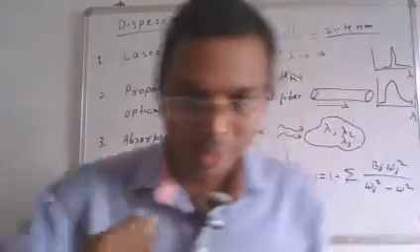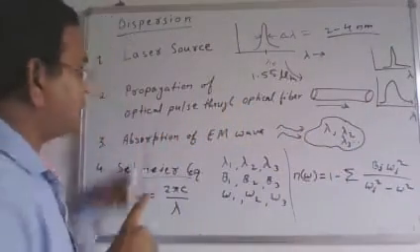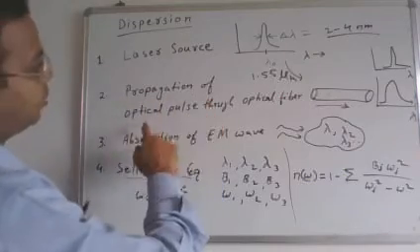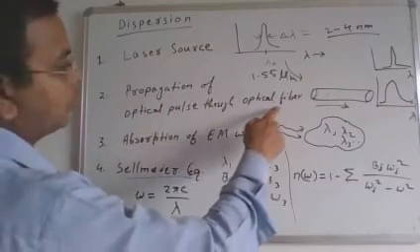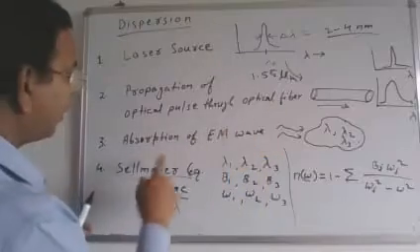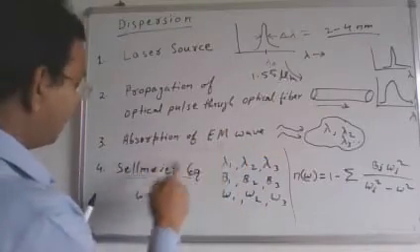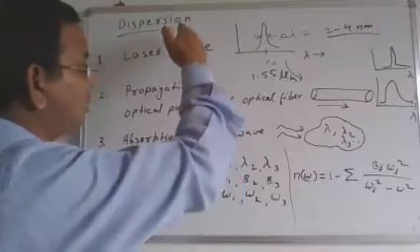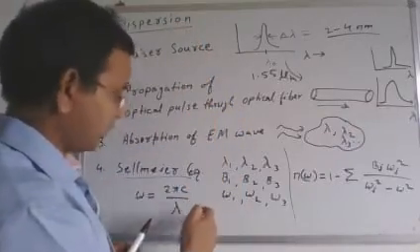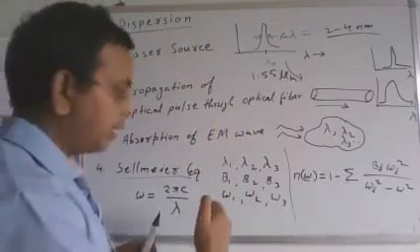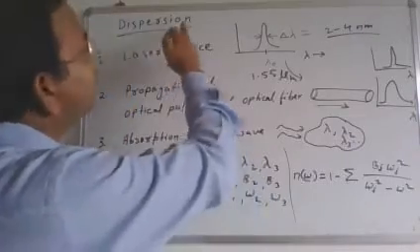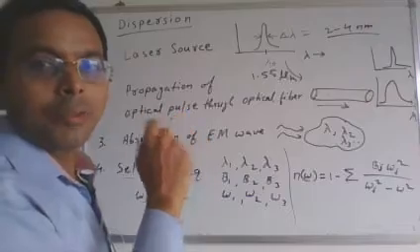The first point I will discuss, there are so many points I have noted down here, is the laser source. Second, propagation of an optical pulse through optical fiber. Third, absorption of EM wave, and fourth, the Sellmeier equation. These are the developments throughout, and I will discuss them one by one to understand the phenomenon of dispersion perfectly.